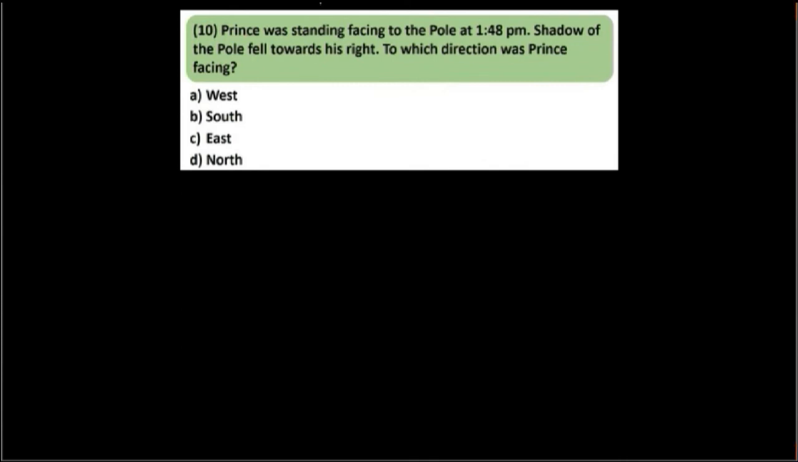Prince was standing facing the pole at 1:48 p.m. That is afternoon. So during the afternoon, the shadow would be on this side. The shadow of the pole fell towards his right. To which direction was Prince facing? So for example, if he was facing north, then his right side is this one, and the shadow is on this side. So he is definitely facing towards the north.